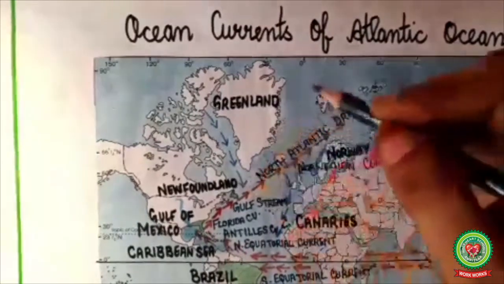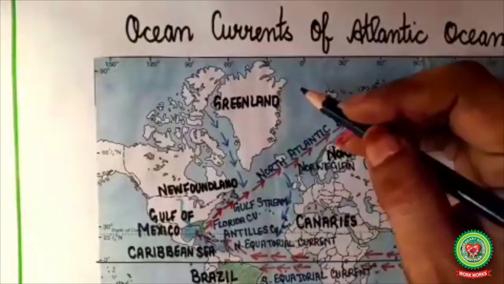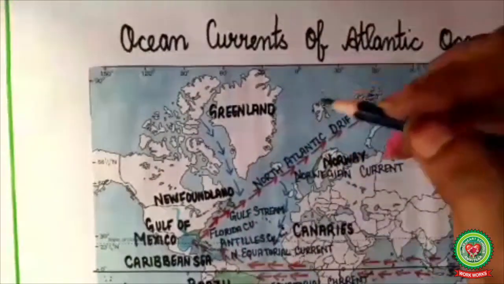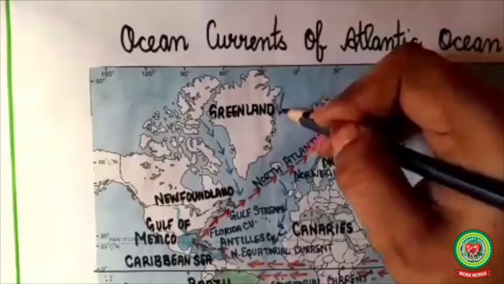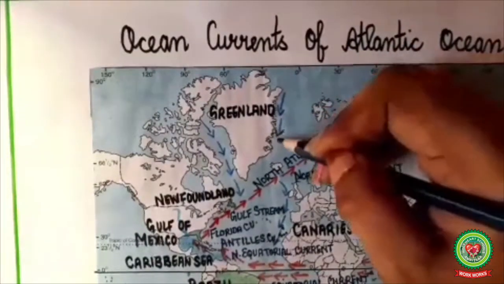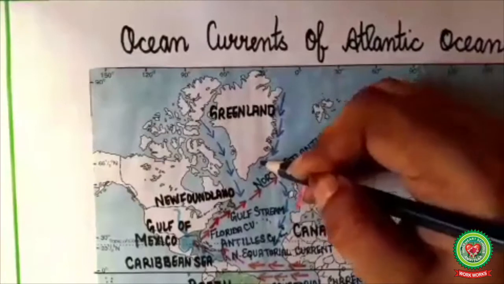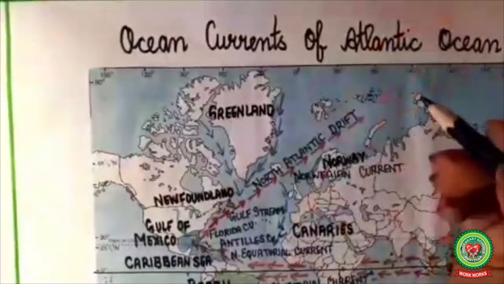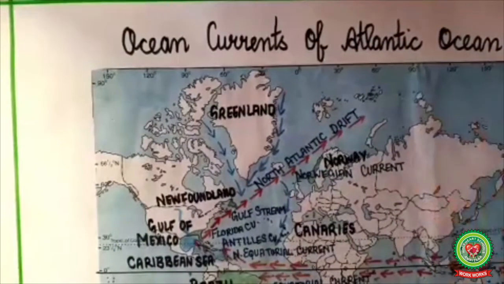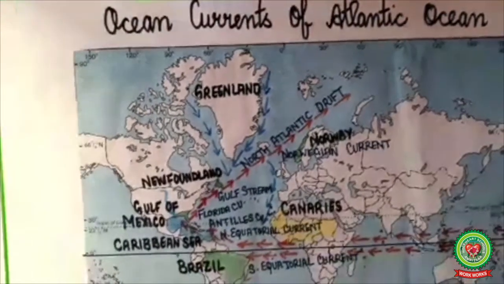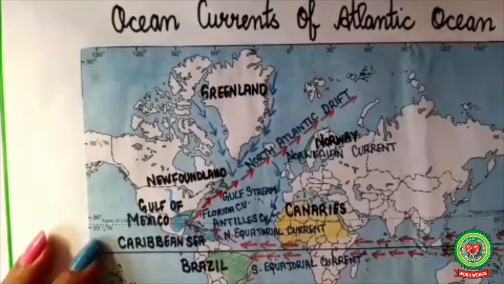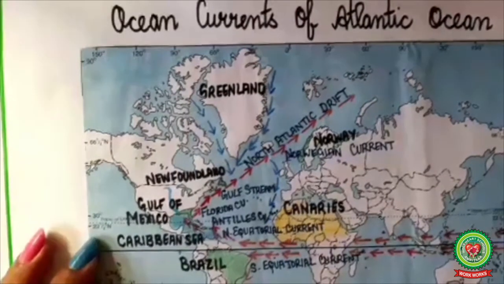The other one is the East Greenland current, which flows along the eastern coast of Greenland. So you have seen that most ocean currents are named after the areas where they are flowing. Now let us see how the ocean currents of the North Atlantic Ocean affect the climate of the coastal areas.